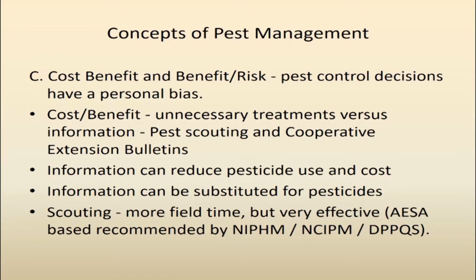And scouting is very important in formulating the pest management program, where he can go for scouting with different types of traps, different pheromone traps, yellow pan traps, sticky traps or light traps, which are recommended by different agencies like the National Institute of Plant Health Management, the National Center for Integrated Pest Management and the Directorate of Plant Protection, Quarantine and Storage. Agro-ecosystem based analysis is nowadays being given importance by the National Institute of Plant Health Management.